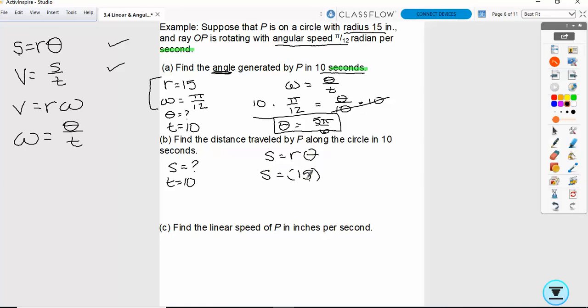So S equals R, which was 15. Again, if you like to write in your units, you can. That's 15 inches. Theta, we found in part A, was 5 pi over 6. So 15 times 5 pi over 6 is 25 pi over 3. What would be my units on S? S is arc length, it's a distance, so I've said before, S and R will always have the same units because they're both a distance. So my radius was in inches, so this would be in inches.